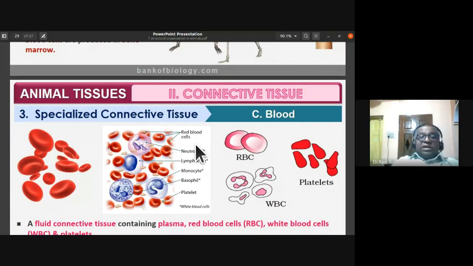The RBCs are biconcave in shape. They are enucleate. Red blood cells do not have a nucleus, except in the camel. Camel has a nucleated RBC, whereas all the other mammals have enucleate RBCs. That is, RBC is without a nucleus.